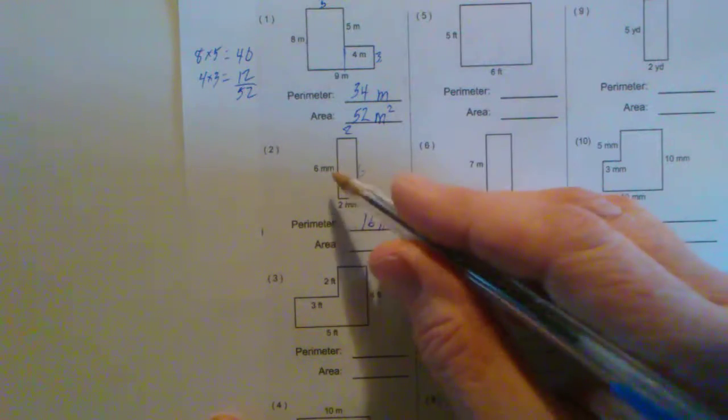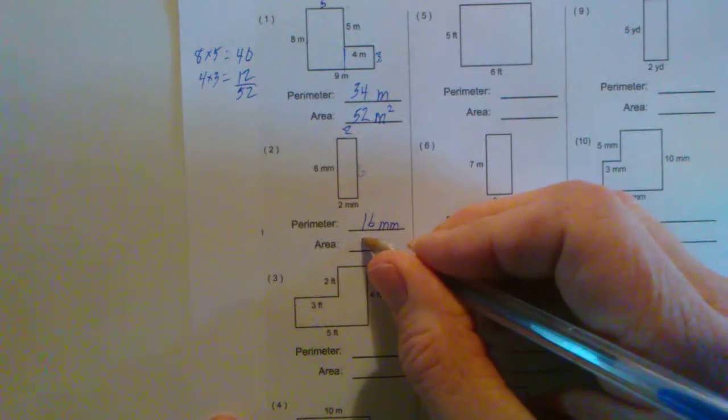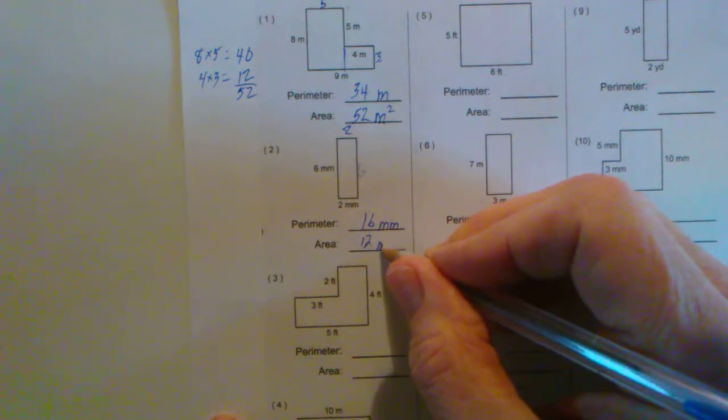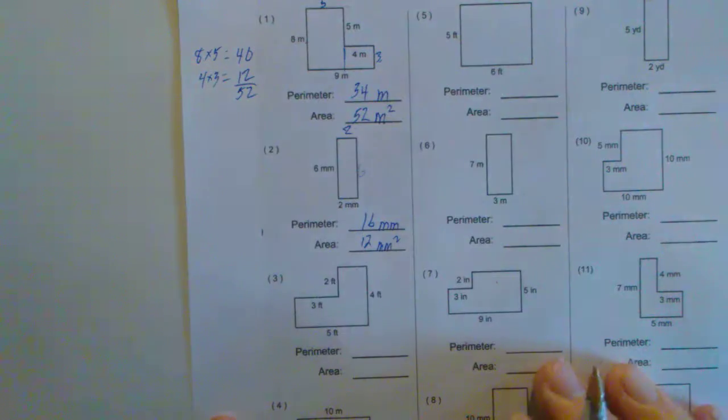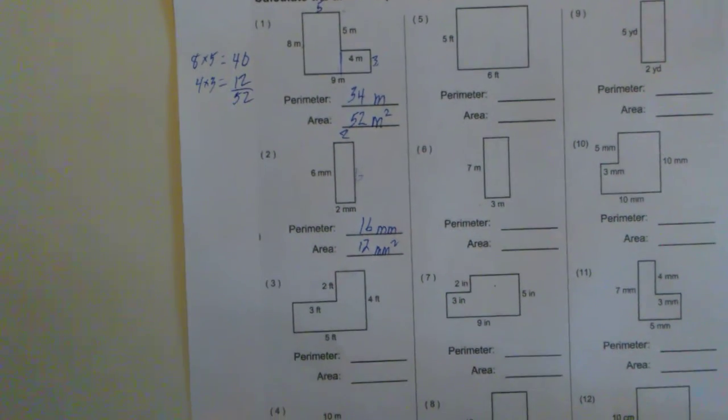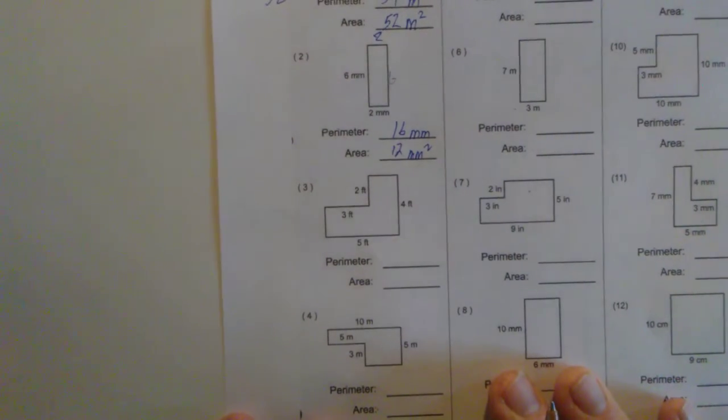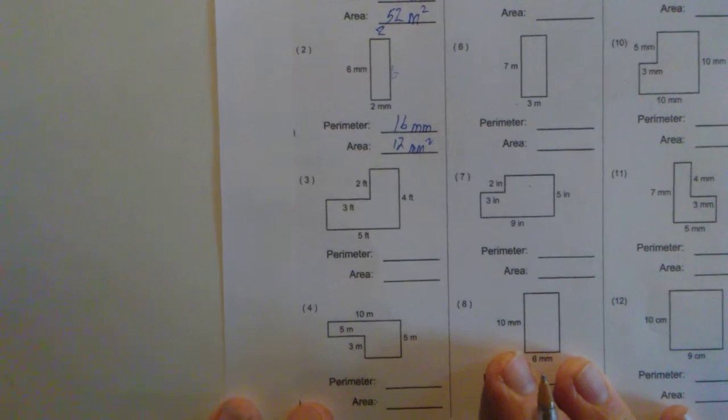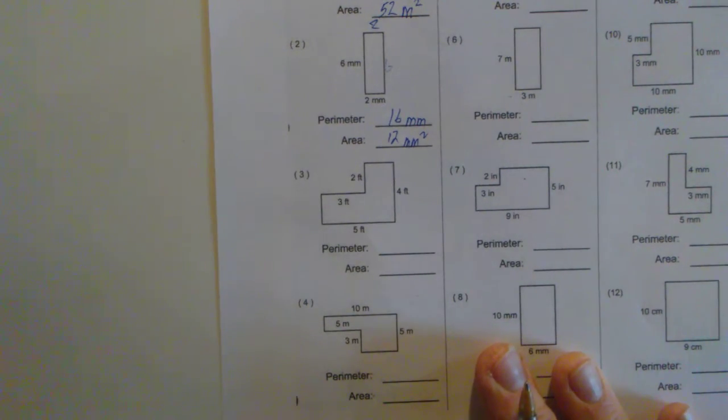Area: you multiply the length times the width. 6 times 2 is 12 millimeters squared. Oh, you know what? I'm going to go back to this one. No, I'll tell you what. On number 3, I said there were 2 ways to solve number 1, and I only did one way. On number 3, we'll show you the other way you could have solved it.